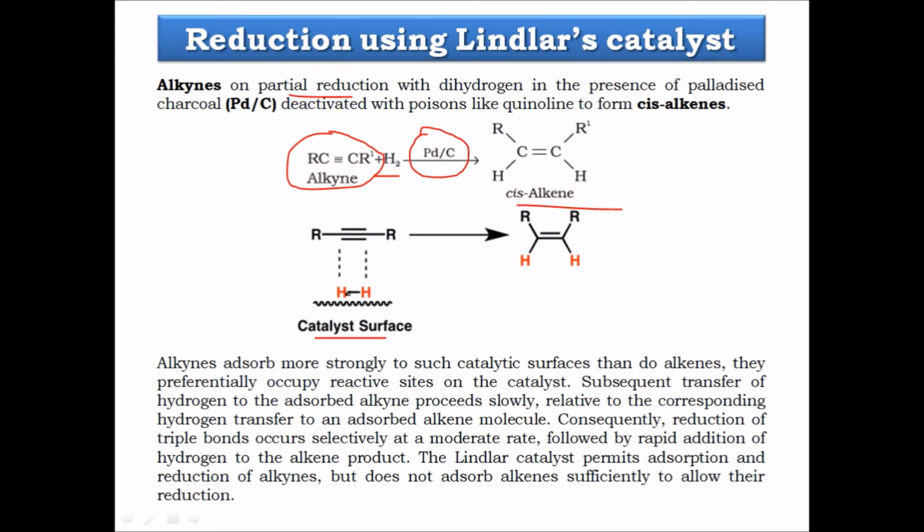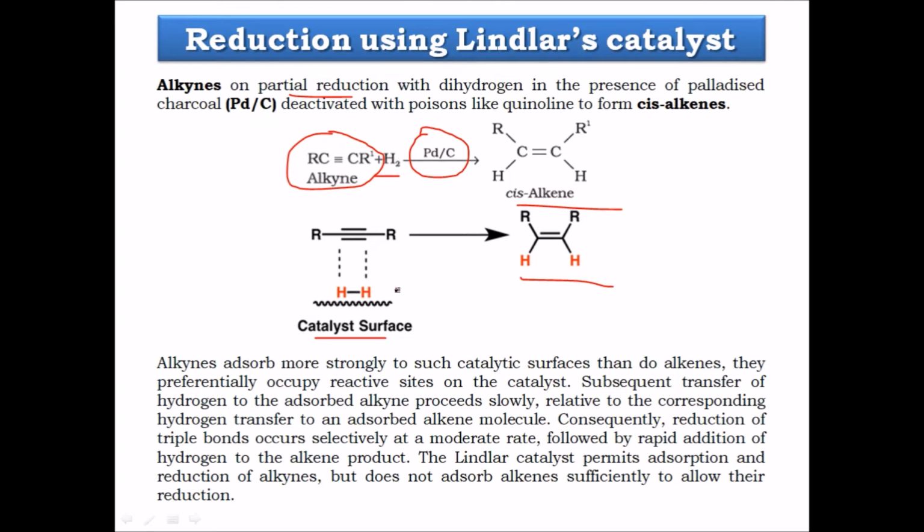And if you take the addition of a hydrogen molecule across this pi bond or triple bond, it has to be from only one side, because the alkyne is adsorbed on the surface, so the hydrogen should be added from only one side, and this results in formation of only cis-alkene.